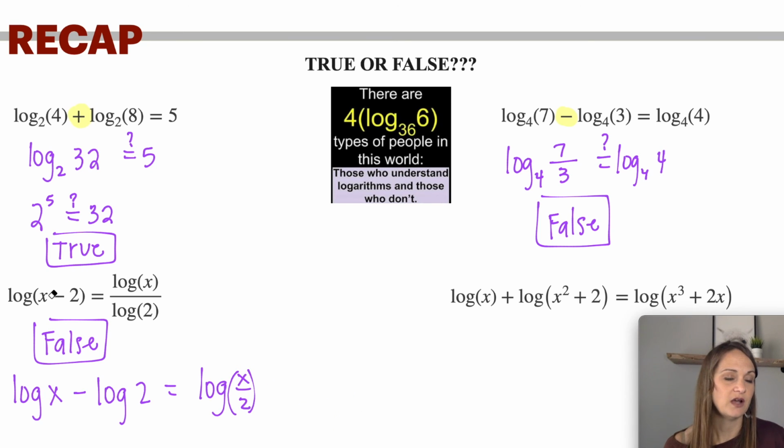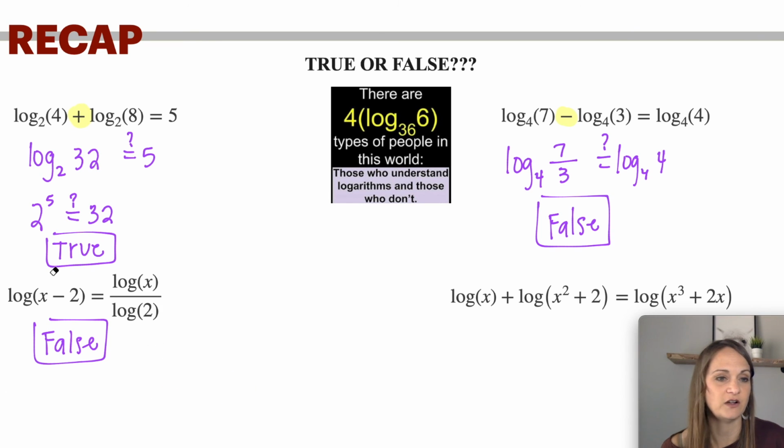You cannot say that, and you also cannot distribute. You can't say log of x minus log of 2. You cannot distribute a log. That does not work. And even if you did distribute it, you still wouldn't get that either. So the answer is automatically false. This x minus 2, if you think about them as being married, they are both with the same log. You cannot separate them apart.